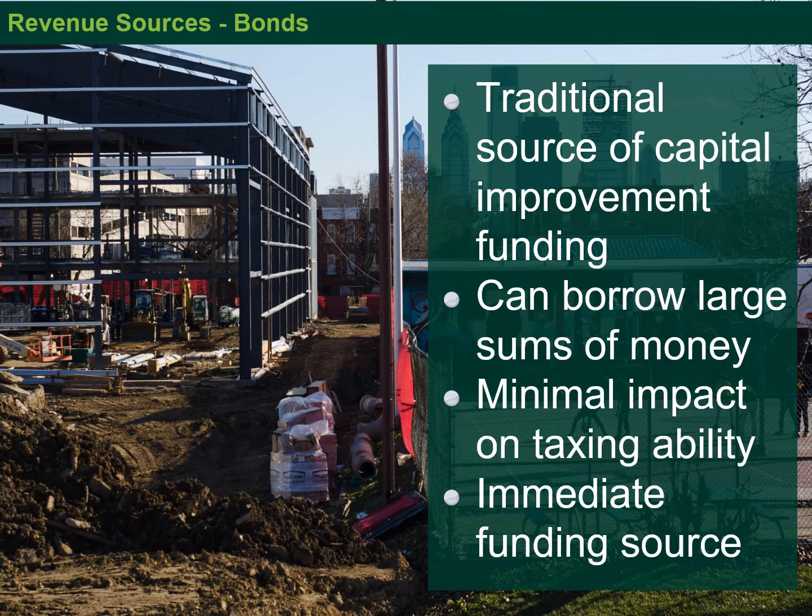So, the first area we'll look at is bonds. These are traditional sources of capital improvement funding across a wide range of projects. You can borrow a very large sum of money. There's minimal impact on your taxing ability, and it's usually a pretty immediate funding source. Some of the disadvantages: it may increase property taxes. Sometimes it can compete with local services or other local projects, and it really does separate the payment from the benefit, as they're separated in total.